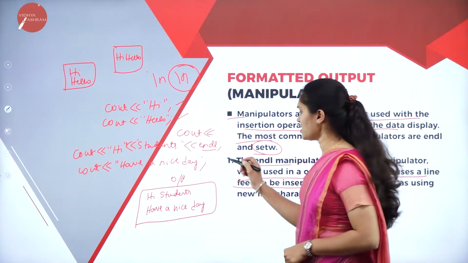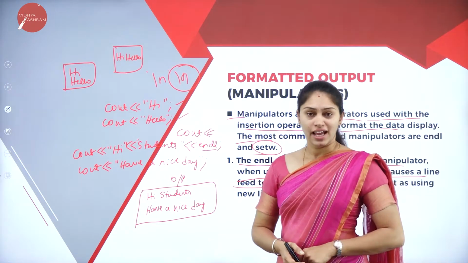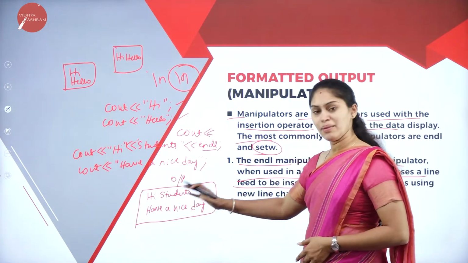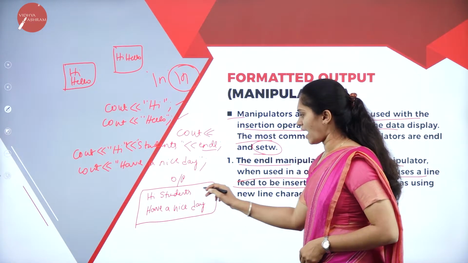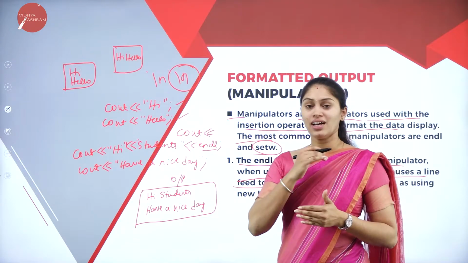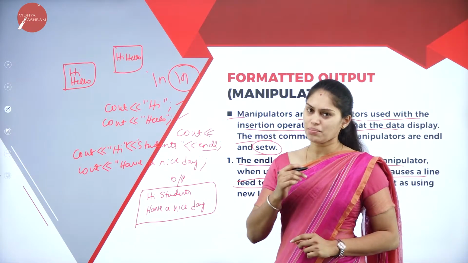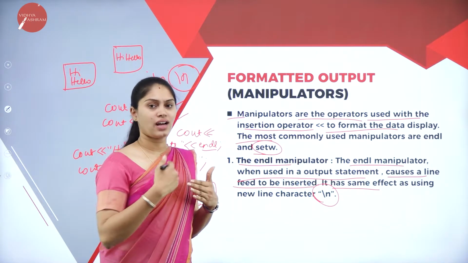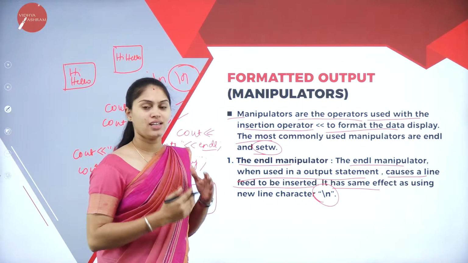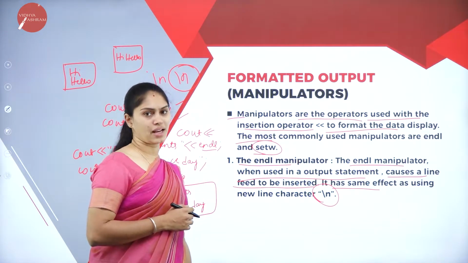If I am not using this endl, or end of the line manipulator, then we won't get the statement in a different line. It will be on a single line. "Hi students, have a nice day" will come on the single cout statement or single output statement. For that purpose, in order to differentiate the statements to be displayed on one line and another line of the output screen, we are going to use this endl manipulator.